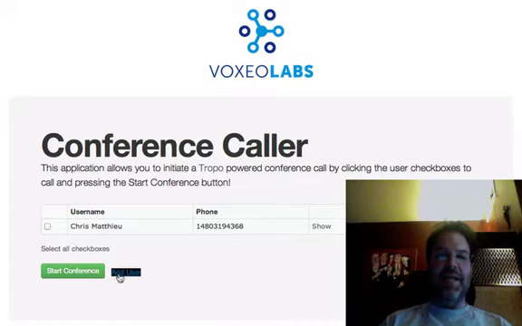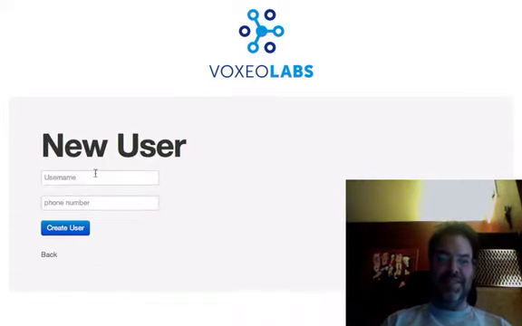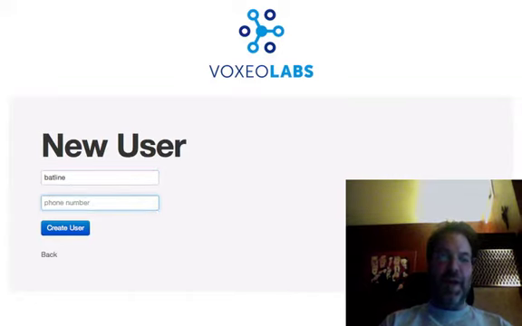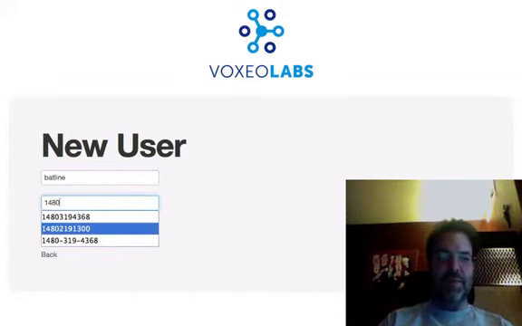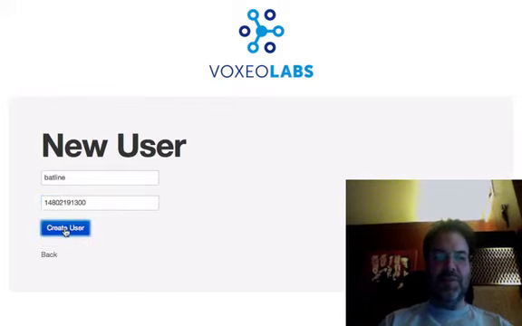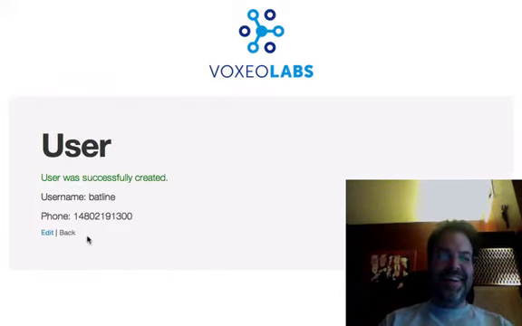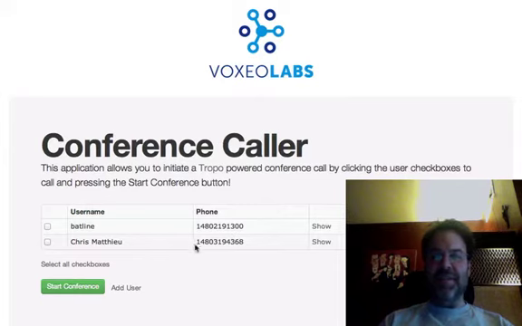So let's add another number. Again, this is scaffolding, looks familiar. We'll create one called Batline. That's my Batline in my office, my top secret Batline number, which is now not so top secret. So we create that number there. Now you see we have multiple numbers.